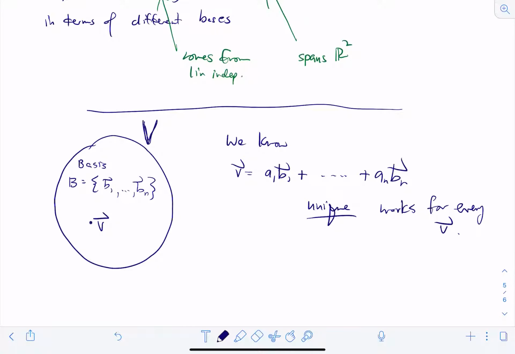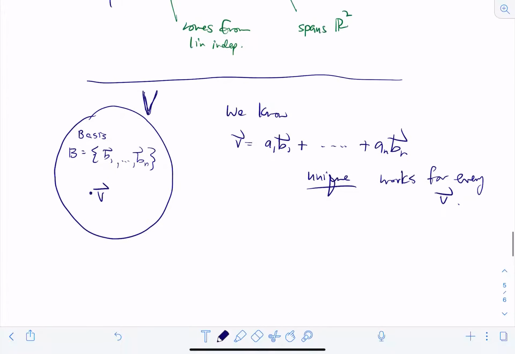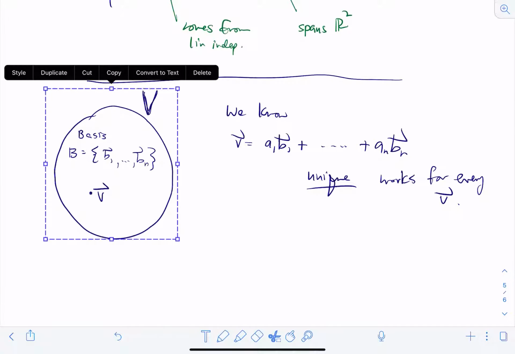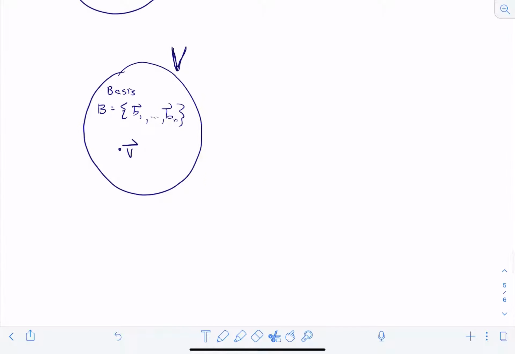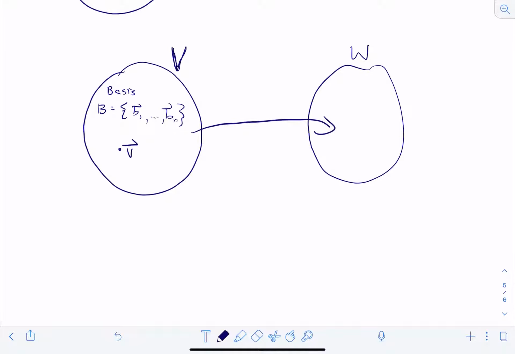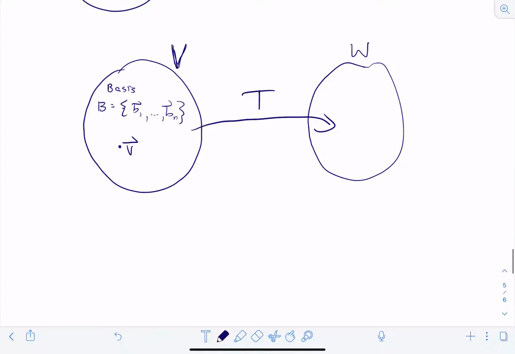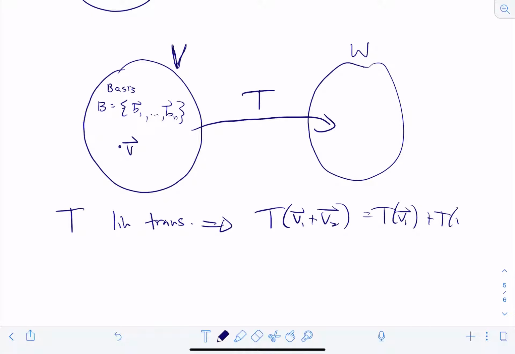Okay, great. So what we want to do is tie this idea in. Let me copy this down here. And now I want to ask, what happens if we have a linear transformation that goes from V to W? So T is now going like this. But remember, T is a linear transformation. That means T respects addition: T of V1 plus V2 is equal to T V1 plus T V2. And it respects scalar multiplication, so you can factor K out of the linear transformation.